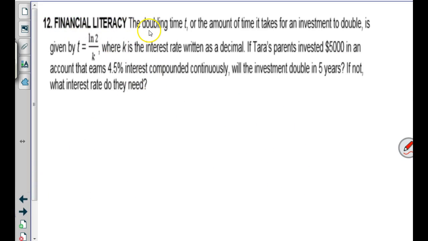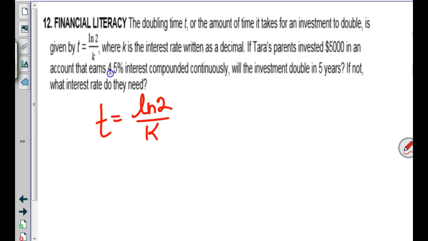All right, number 12, the doubling time T, or the amount of time it takes for an investment to double, is generally estimated by using this, where K is the interest rate written as a decimal. It doesn't say that we have to put in the amount of money, right? It says generally to figure out how long anything's going to double, you don't need to know how much money's invested. All you need to know is the interest rate. If Tara's parents had invested $5,000 in an account that earns 4.5% interest compounded continuously, will it double in 5 years? If not, what interest rate do they need?